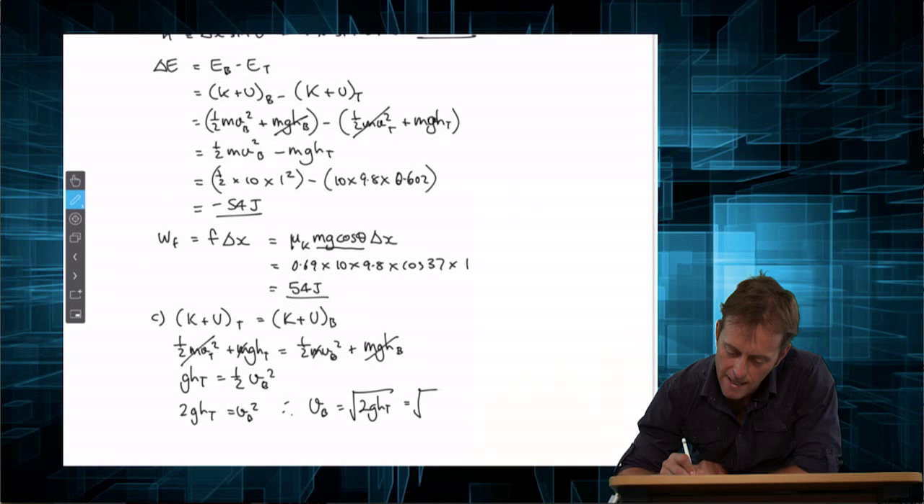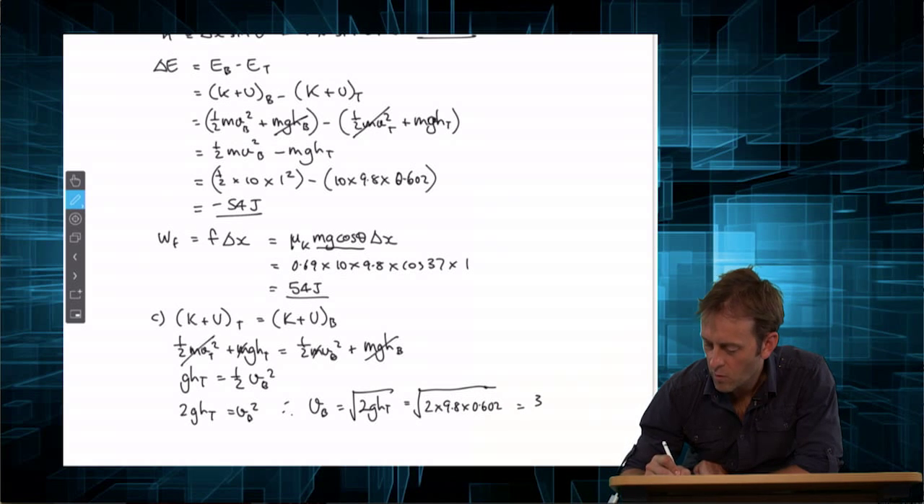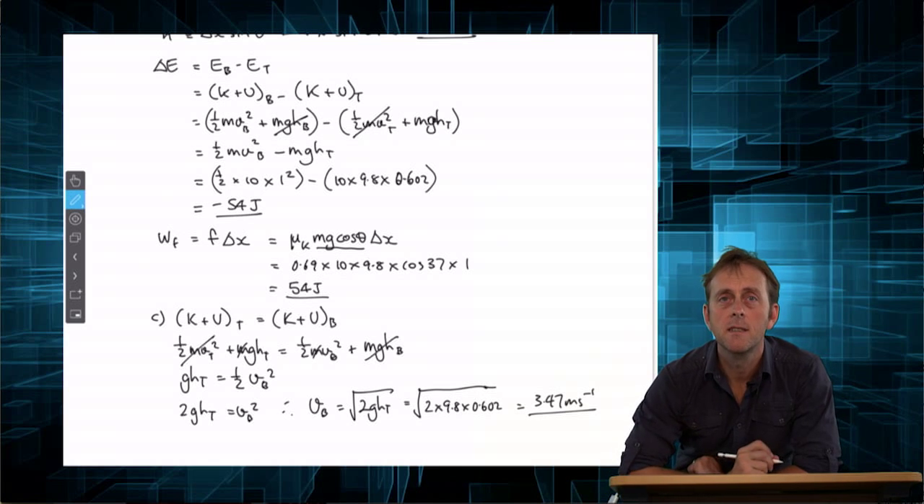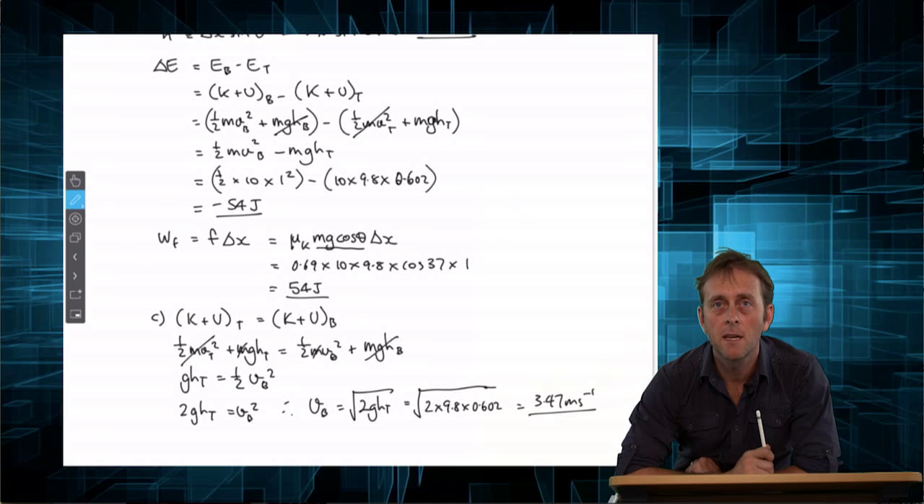Put in some values for that, and we get 2 times 9.8 times the height, which was 0.602, and the answer comes out to be 3.47 meters per second. So yes, that comes out to be a good answer. It's greater than 1 meter per second, and because we had a very large coefficient of friction, you know that friction is slowing that object down quite a bit.